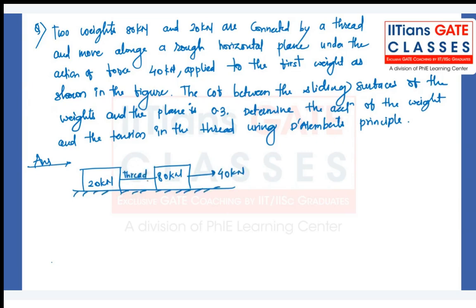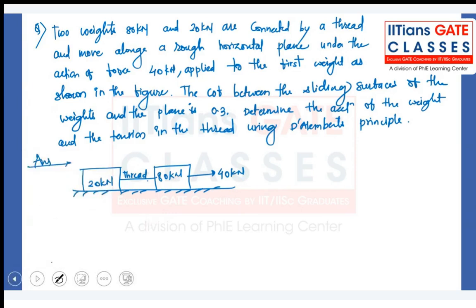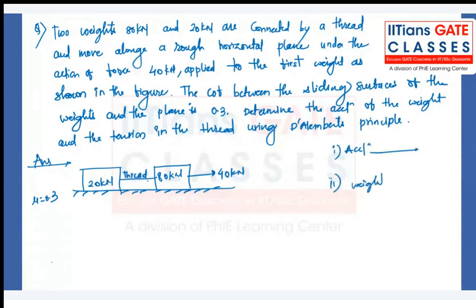Okay, I'll read the question again. Listen carefully. Two weights of 80 kilonewton and 20 kilonewton are connected by a thread and move along a rough horizontal plane under the action of force 40 kilonewton applied to the first weight as shown in this figure. The coefficient of friction between the surface and the weights is 0.3. Determine the acceleration of the weight and the tension in the thread using D'Alembert's principle. So two problems here. You have to calculate the acceleration and the tension. Same similar thing which we have done previously. I don't think it's a big thing for you.